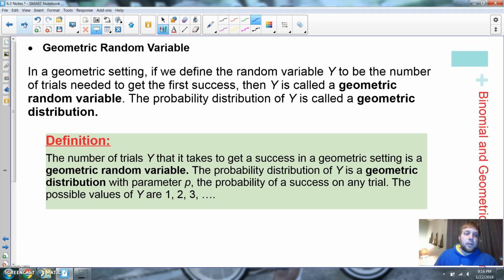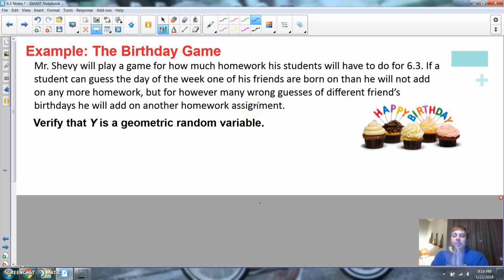Let's do some story problems. Mr. Sheevy's going to play a game to decide how much homework his students will have to do for 6.3. If a student can guess the day of the week one of his friends was born on, then he will not add on any more homework.